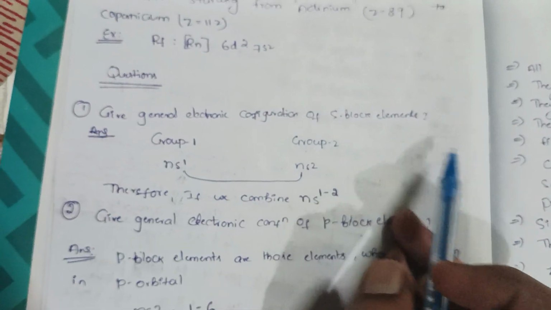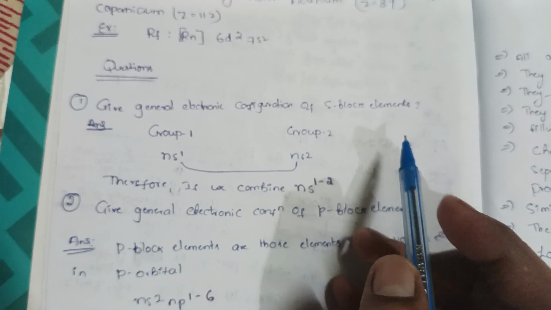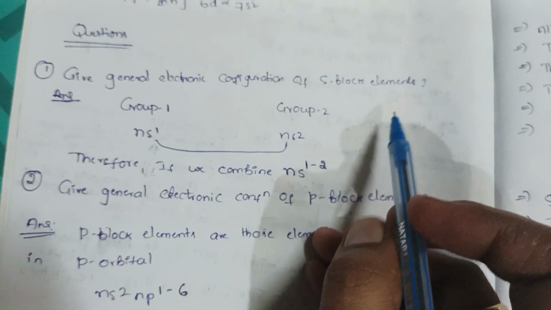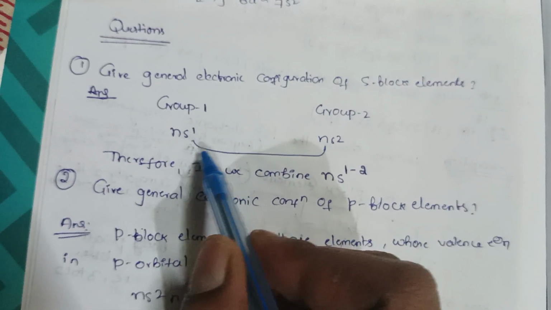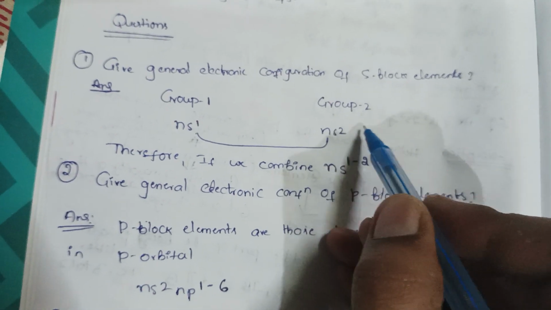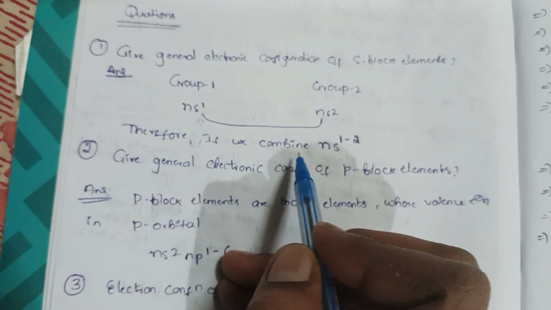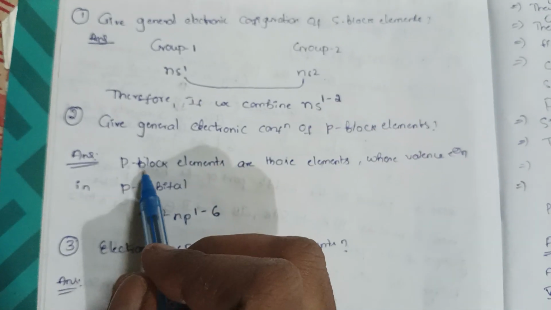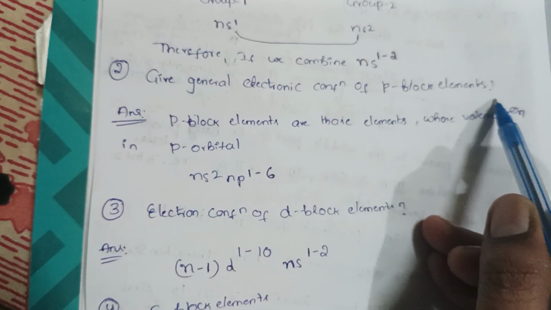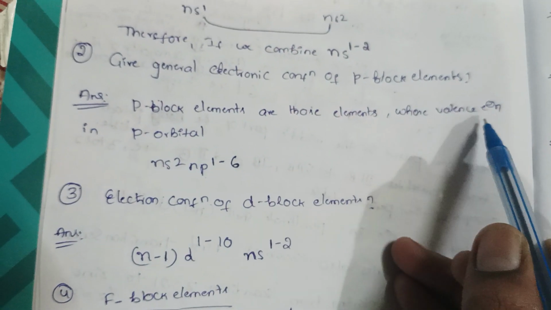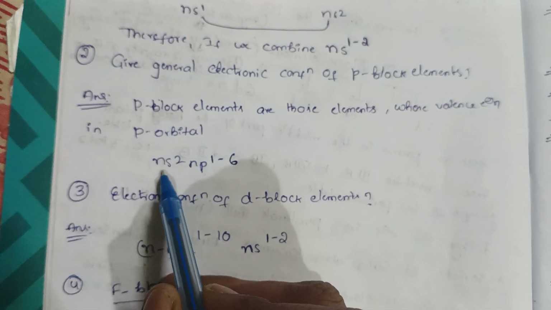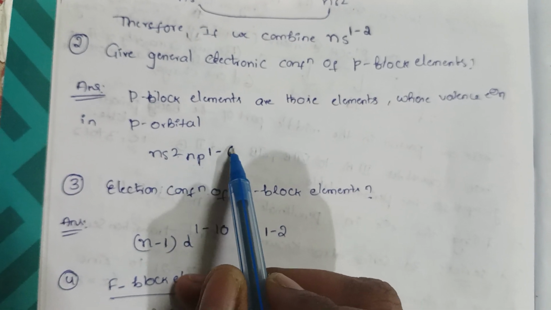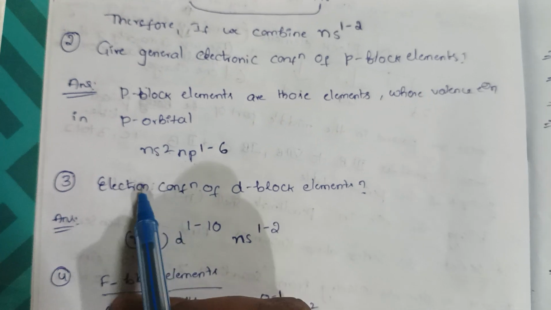Questions are related to the electronic configuration of elements: s block, p block, d block and f block. For s block elements, group 1 electronic configuration is ns1, group 2 is ns2. Therefore, in the nth shell s orbital, 1 to 2 electrons are present. P block elements are those whose valence electrons are in the p orbital: nth shell s orbital 2 electrons, nth shell p orbital 1 to 6 electrons are present.